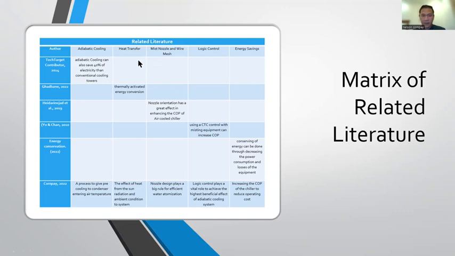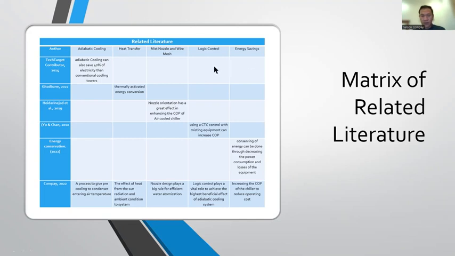So for heat transfer, this is the effect of heat from the sun radiation and ambient condition to the system, or the thermally activated energy conversion. For the nozzle and wire mesh, nozzle design plays a big role in efficient water atomization, especially the nozzle orientation, which has a great effect in enhancing the COP of air-cooled chillers.